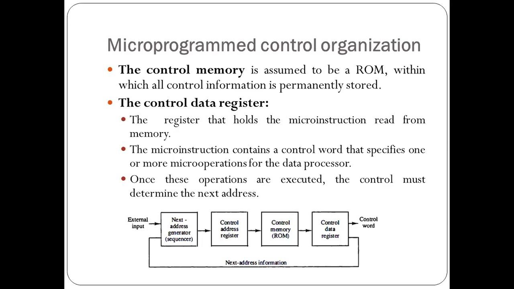Okay, so your control word has the required information to activate the control signals, as well as some more information involved in generating the next address of the control micro instruction, by which the next address generator, or the sequencer, will generate the address of the next micro instruction. So this is the simple microprogrammed control organization.